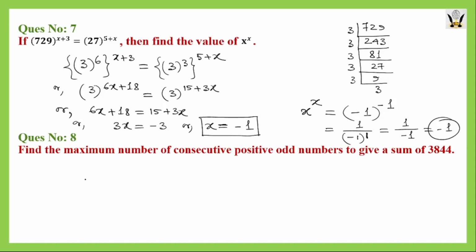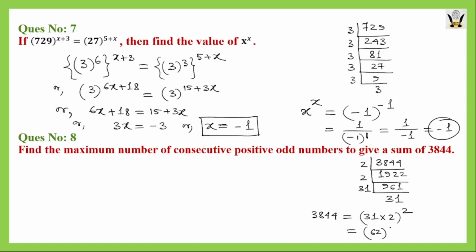Now in the next question we need to find the maximum number of consecutive positive odd numbers to give a sum of 3844. It sounds same as the problem that we have just solved. So first we will check whether 3844 is a perfect square or not. So 3844, basically it is a perfect square, and square of what? Square of 31 multiplied by 2, so it is square of 62.